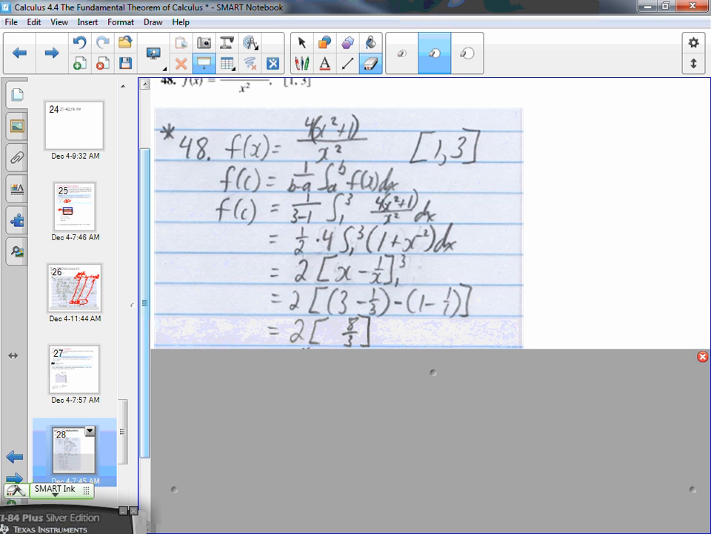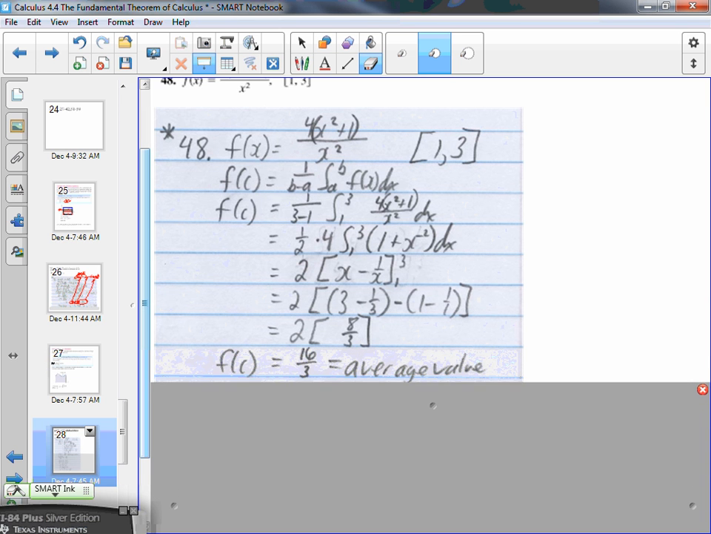So we've got 2 out in front. Now our second parenthesis is 1 minus 1, so that's 0. So then 3 minus 1/3, that's 9/3 minus 1/3, that's 8/3. 2 times 8/3 is 16/3. So f of c was what we called this originally, or average value. Well, label it either way, both ways. All right, it's 16/3.